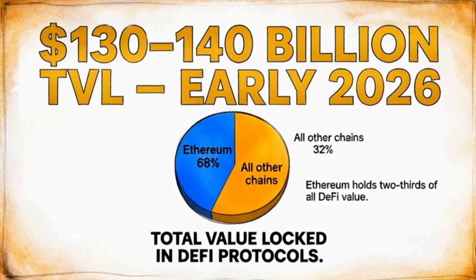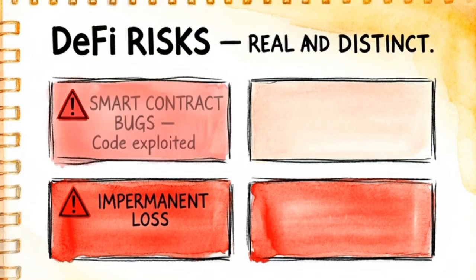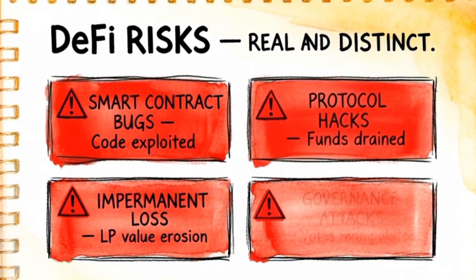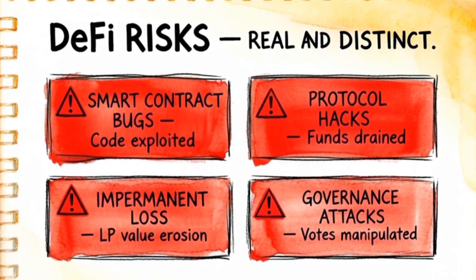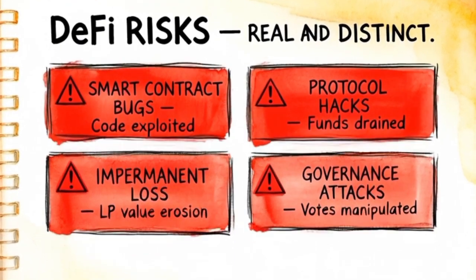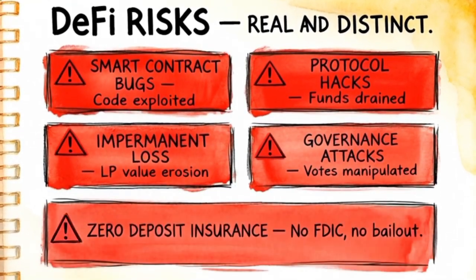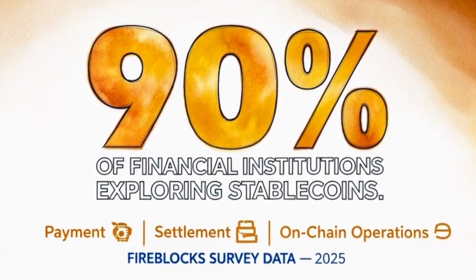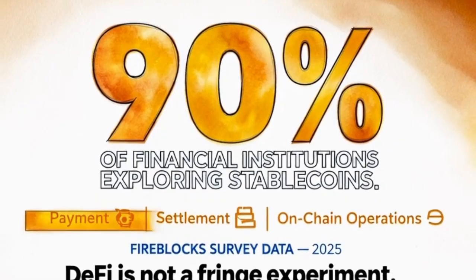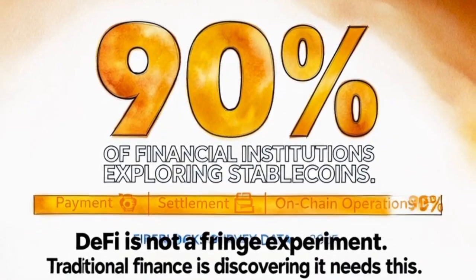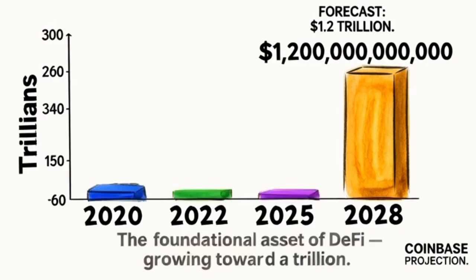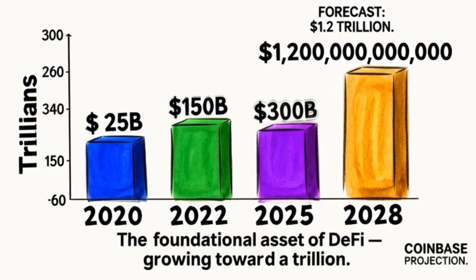The risks in DeFi are real and distinct from centralized crypto risks: smart contract vulnerabilities, protocol hacks, impermanent loss, governance attacks, and the absence of any deposit insurance or regulatory protection. But the opportunity is equally real. 90% of financial institutions are now actively exploring or using stablecoins for payments, settlement, or on-chain operations, according to Fireblocks' survey data published in 2025. DeFi is not a fringe experiment anymore.